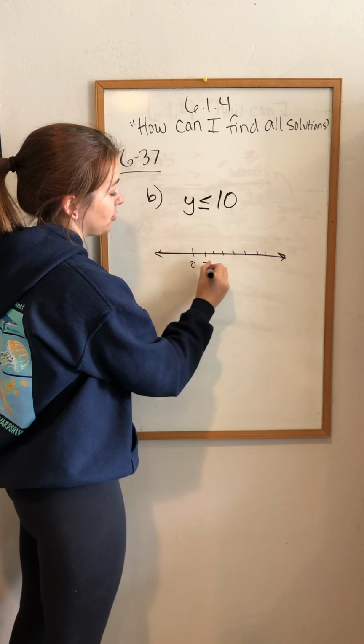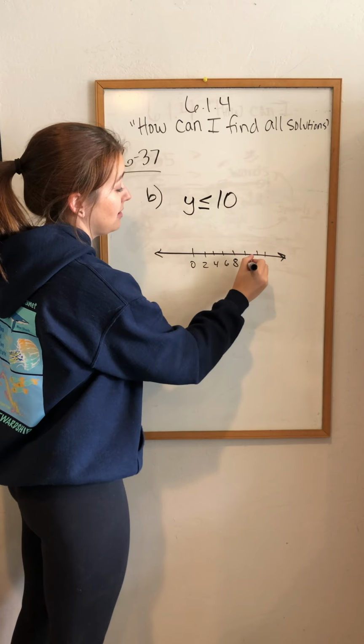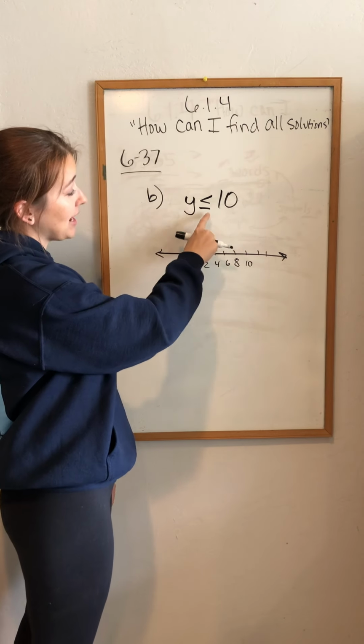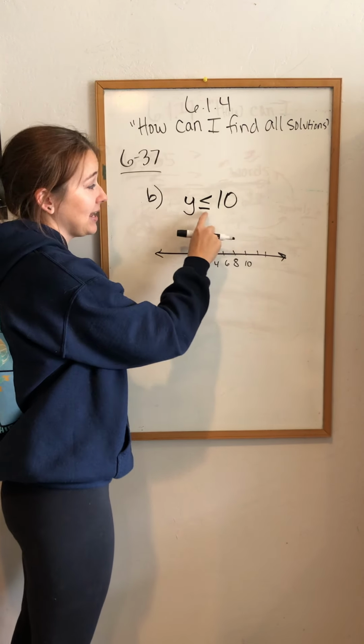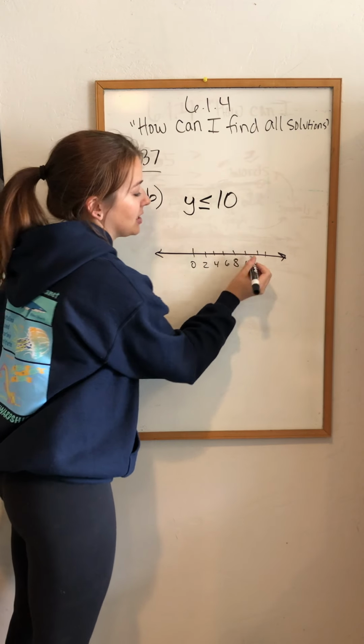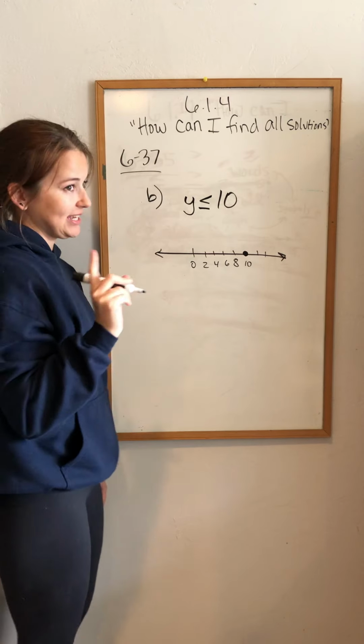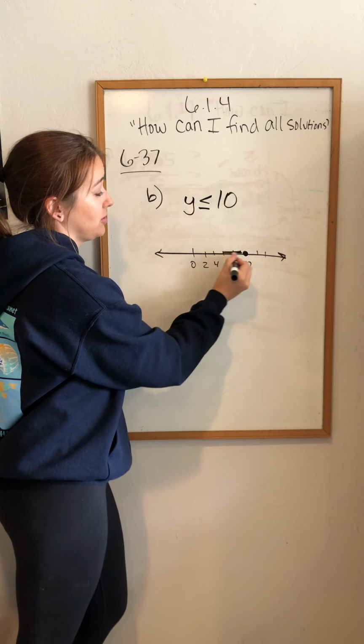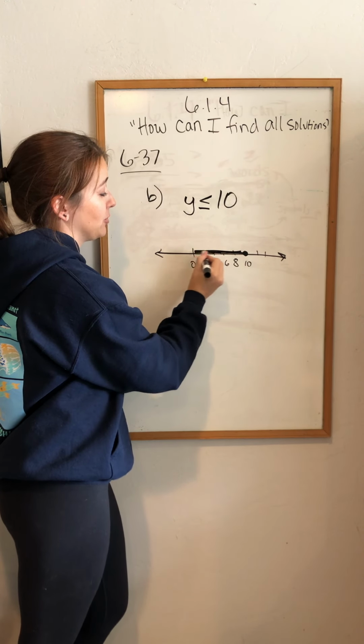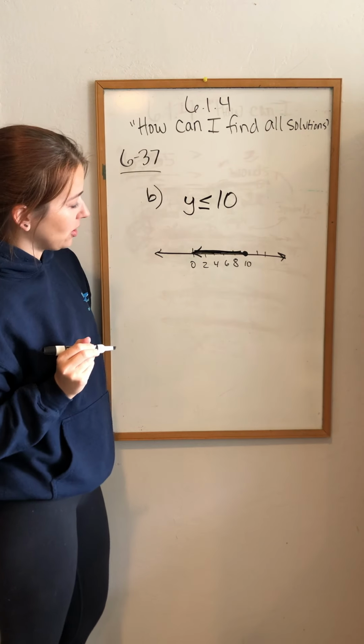I'm gonna do it by twos, 2, 4, 6, 8, 10. And then my boundary point is 10, and it's gonna be a closed dot because it is less than or equal to 10. And then I'm going to make a bold line all the way down to 0.